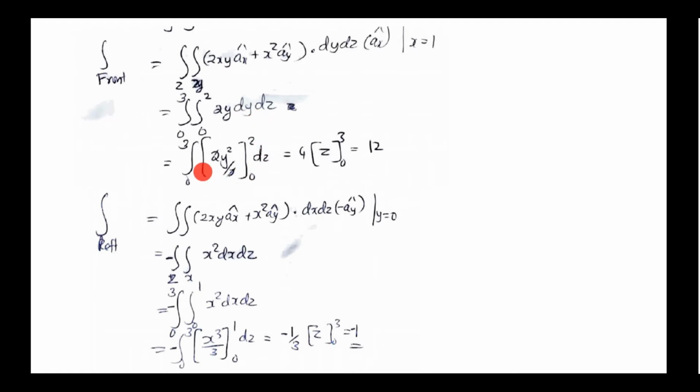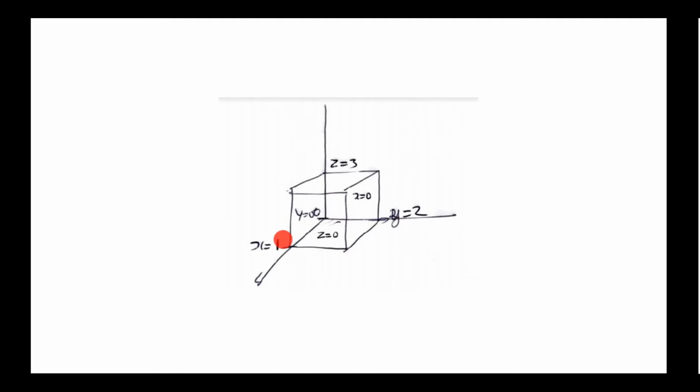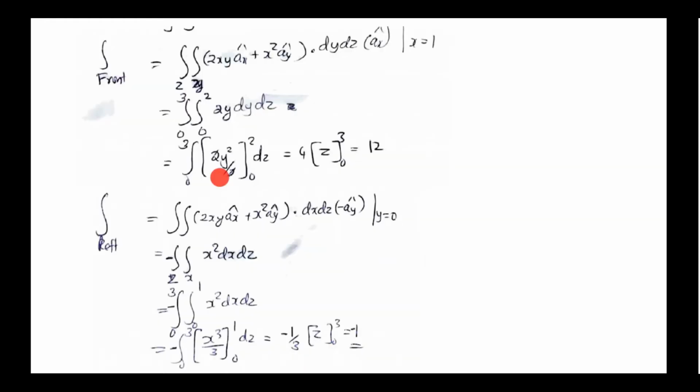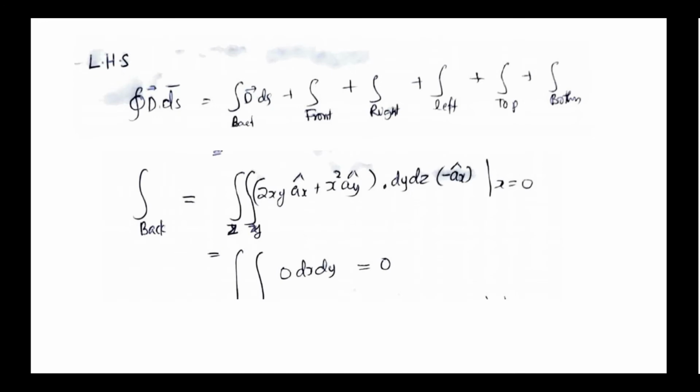So if you integrate 2y square by 2, the 2s cancel, so you have y square. The limits for y are, as we mentioned, y starts from 0 and ends at 2, and z starts from 0 and ends at 3. If you substitute those values, you will get y square from 0 to 2, which is 4, and left is the integral from 0 to 3 of dz. The integral of dz is z with limits 0 and 3. If you substitute, 3 minus 0 is 3, so 4 into 3 equals 12.